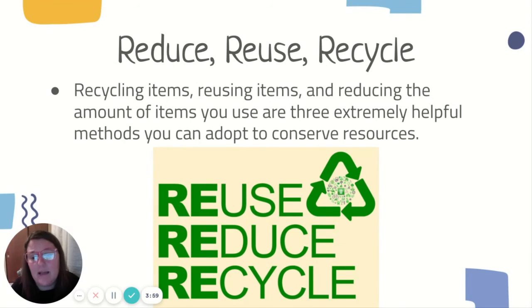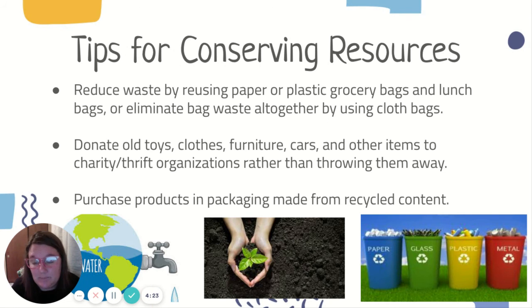When we recycle items or we reuse items or reduce the amount of items that we use, okay, you are extremely helpful. These are three extremely helpful methods you can adopt to conserve our resources. We have to reduce, reuse, and recycle. These are the three greatest things that we can do to save our planet, all right, and save our ecosystem.